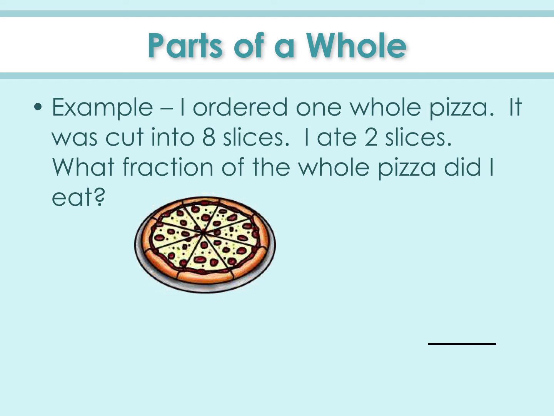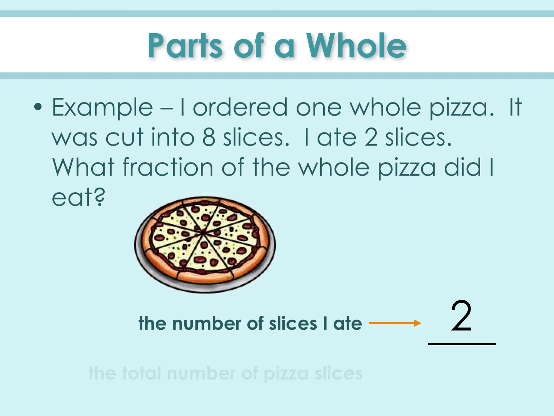So just like the other questions, the numerator is going to be the number of slices I ate. If we look back at the word problem, it said that I ate 2 slices. So our numerator would be 2. The denominator is still going to be the total number of pizza slices. So for this one, if we go back to the word problem, it says that it was cut into 8 slices. So our denominator would be 8. We would read this fraction as 2/8.